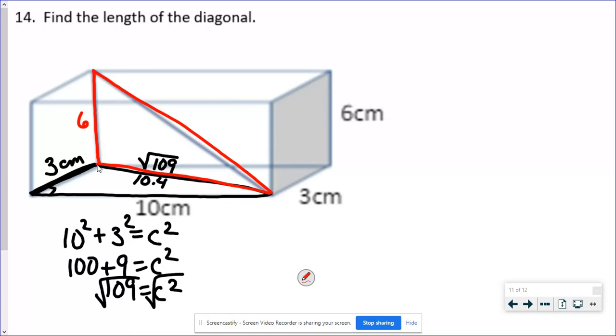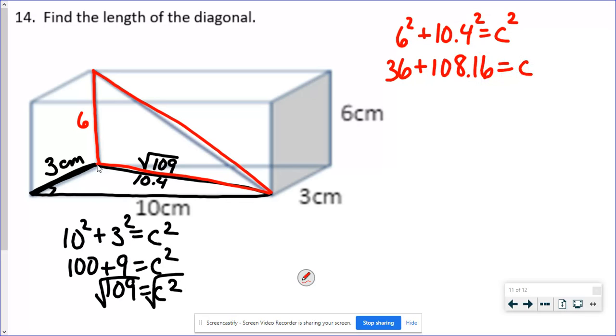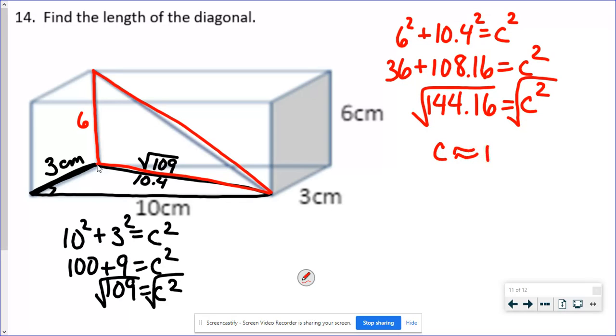So if I go with the decimals, which is what we're tending to do, 6 squared plus 10.4 squared gives me c squared. So this is 36. 10.4 squared is 108.16. So when I add those, I'm going to get 144.16. Now, the square root of 144 is 12. This is so close to 144 that when you take the square root and round it, it's still going to round to be 12 or 12.0. I prefer to have that decimal there so that we can see that we actually did round to get that answer.